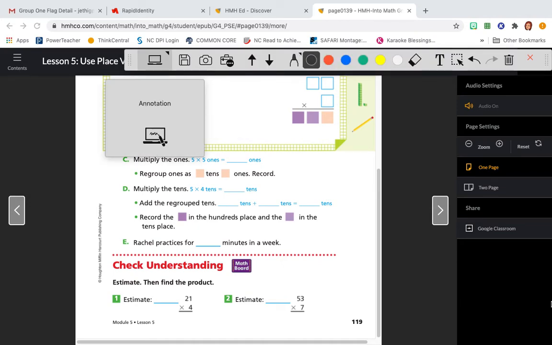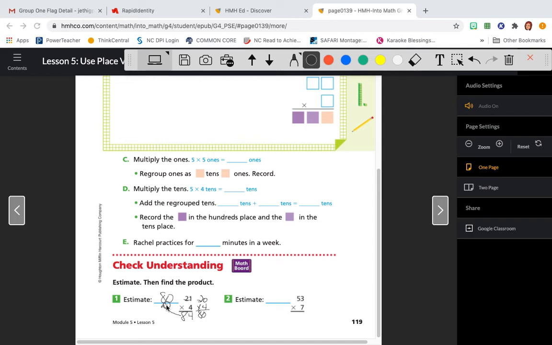Okay, so you should at this point have had the opportunity to complete the check understandings. So to estimate, we're simply going to take the greater factor, which is 21, and we're going to round it to 20. And say 20 times 4 is 80. And then we're going to find the product. 1 times 4 is 4. 2 times 4 is 8. So we can say our answer is reasonable because 84 is close to 80.